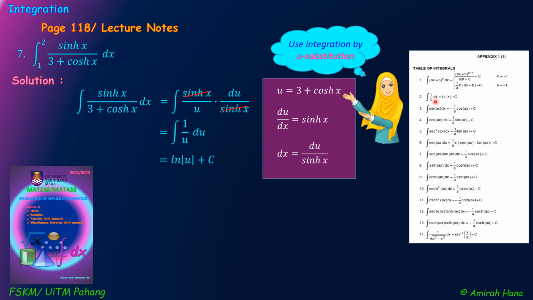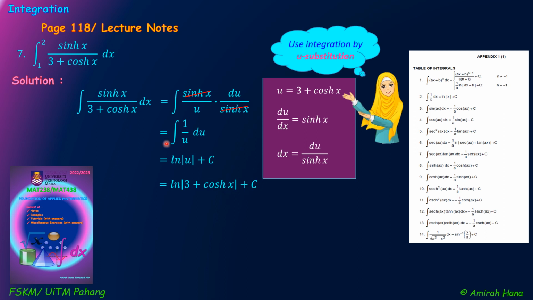But that one is in the variable x. If we integrate 1 over x dx, the answer equals ln modulus x plus c. So now that the variable is u, we integrate 1 over u du, and the answer equals ln modulus u plus c. After that, we need to replace u in terms of x. So we can write ln modulus of 3 plus cos x, and then plus c.